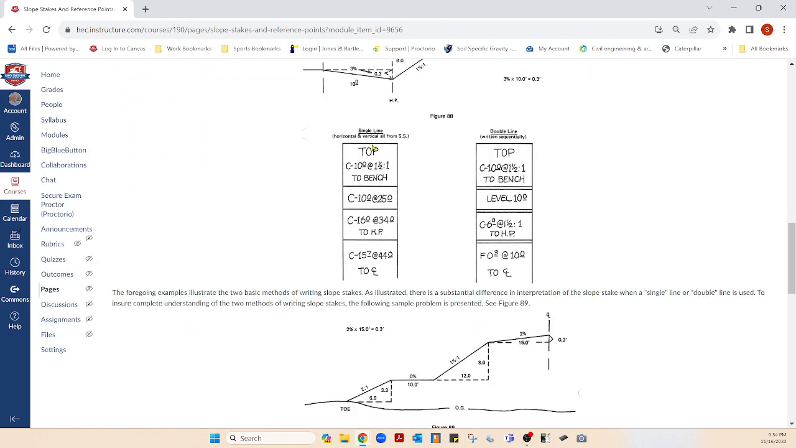See this, you can get the formats for the stake and kind of give you a little guideline. See, this is your single line, this is your double line, and this takes you to the same place as this does. And you can double check that and see for yourself.